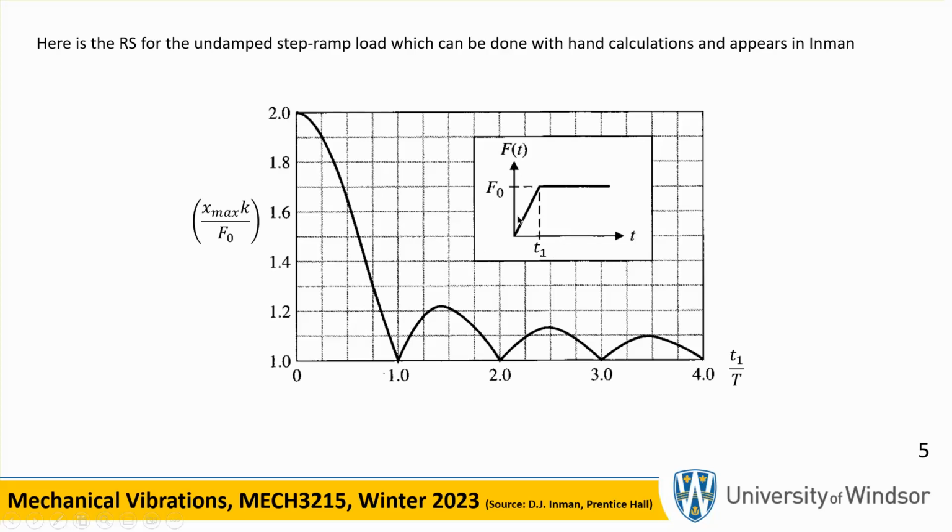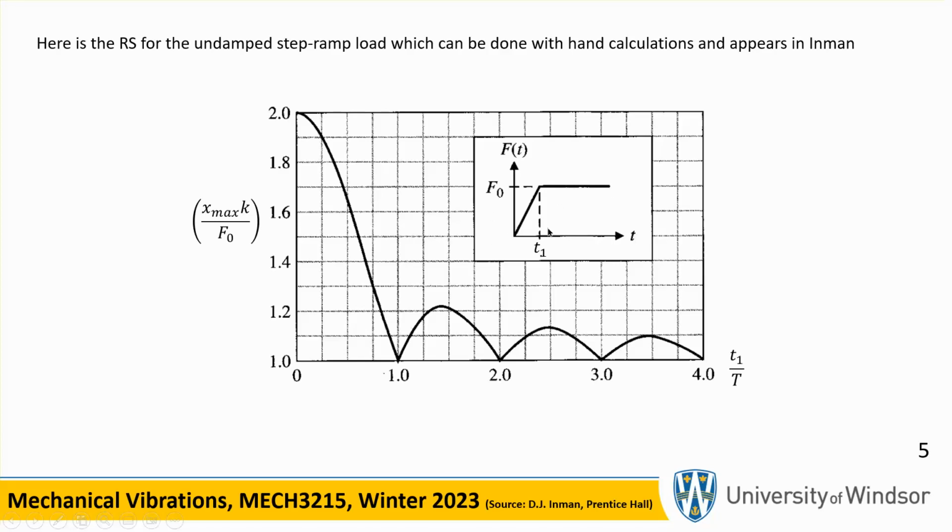There are other ones, but here is a suddenly applied load. But it's sudden only if T1 is 0, right? If T1 is 0, it starts exactly at F naught and keeps going. But generally speaking, you cannot start something suddenly. There's always a ramping, and then it stays like that.